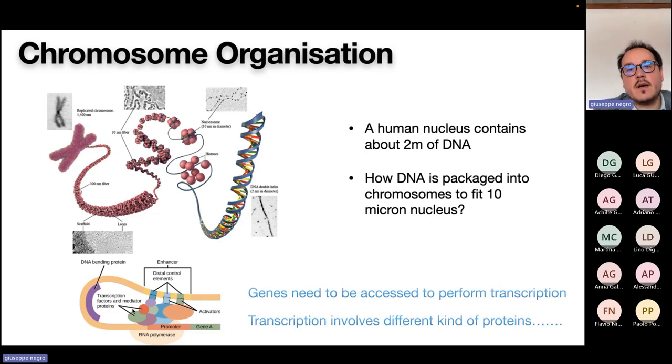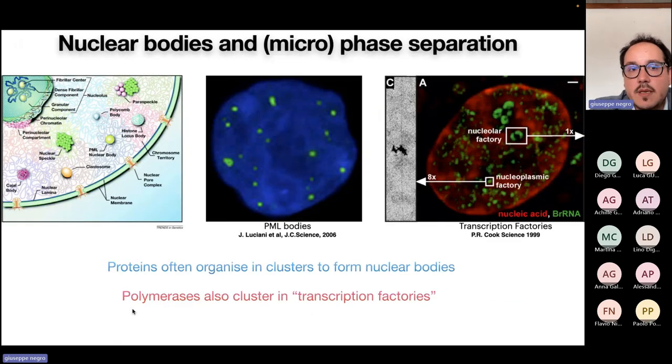So these proteins are not organized randomly in the nucleus, and are actually organized in clusters. And generically, these clusters are known as nuclear bodies. So the existence of this kind of microphase separation inside the nucleus is quite universal. And there are many examples, like this one of the PML bodies. These are quite important because they are connected to function. They are not present in some kind of cancer cells.